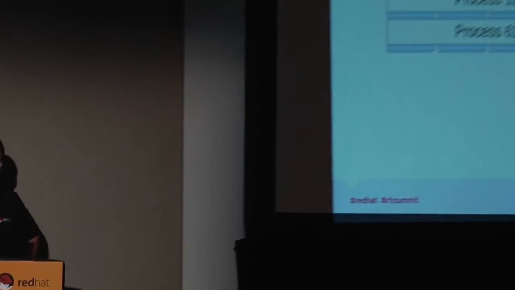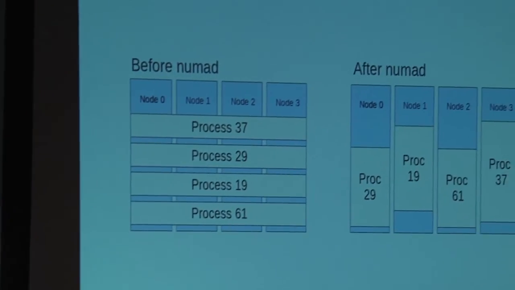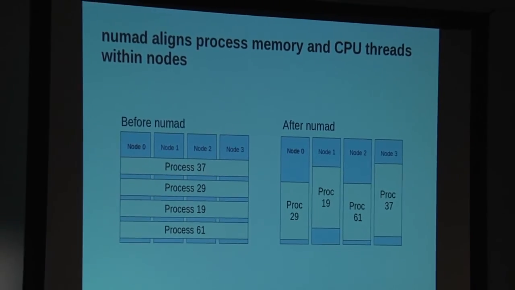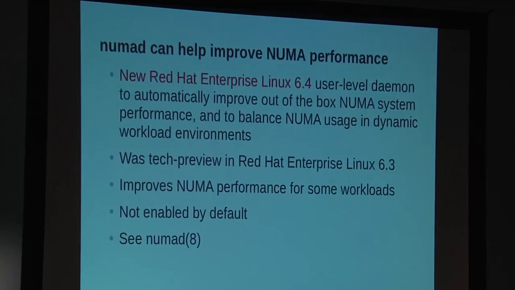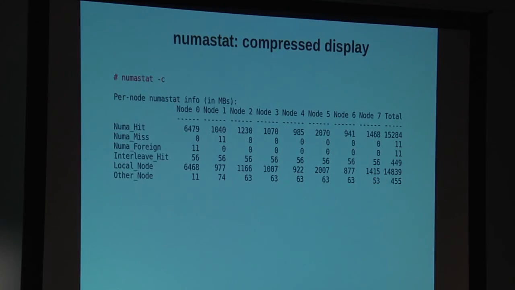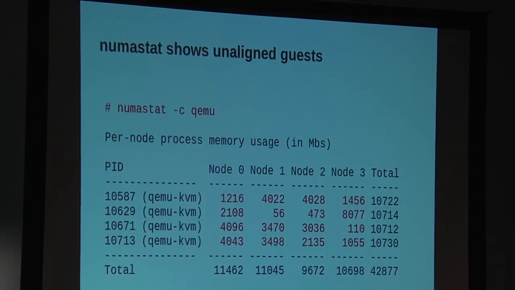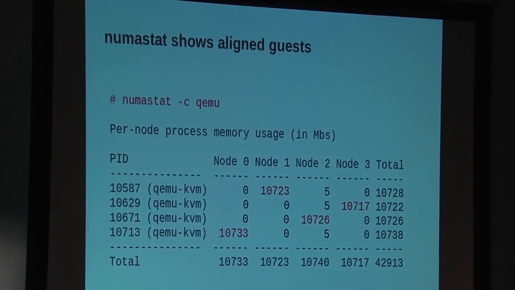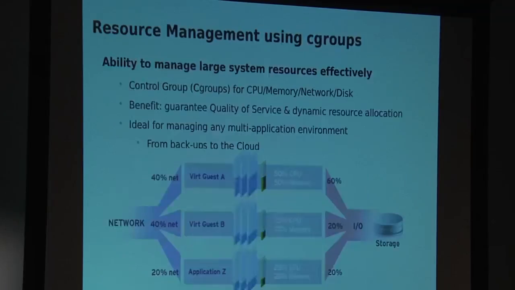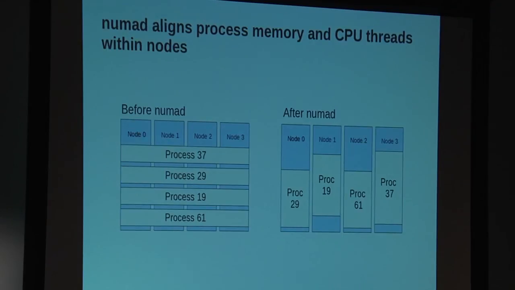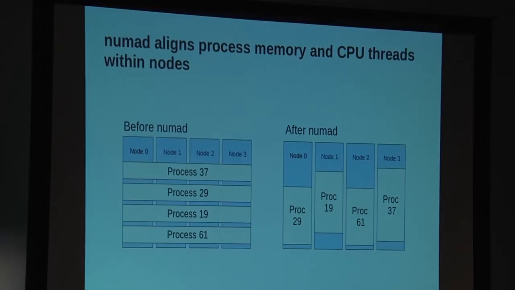Okay, here's a before and after picture of numad. Conceptually, there's memory spread across all 4 nodes. After numad runs, they're aligned properly. We can compare that, if I can flip back here. Oh, too far. So there's a before picture, there's an after picture. numad moves the memory for each guest so that it's aligned in a NUMA node. And again, there's the conceptual picture of the same thing.